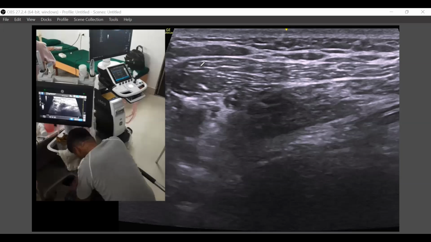Okay, so this is your sternocleidomastoid. Again, what are the muscles you can see here? This is your splenius capitis. This is your longissimus. This was your splenius. And here you can see is your lesser occipital.